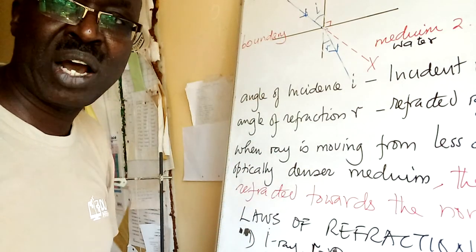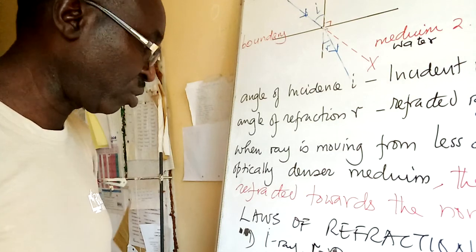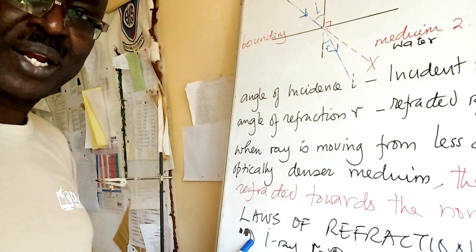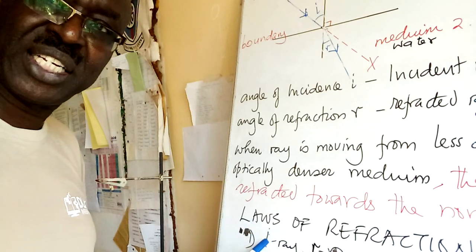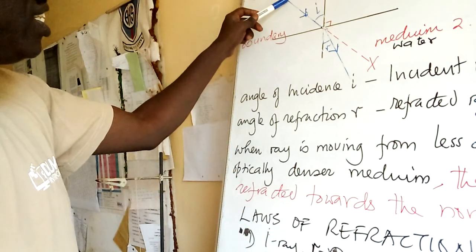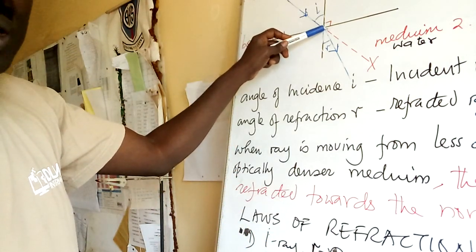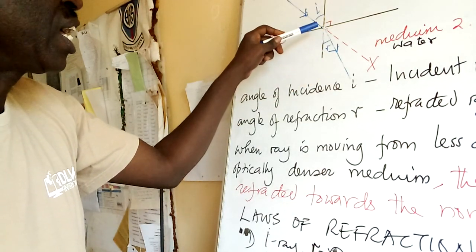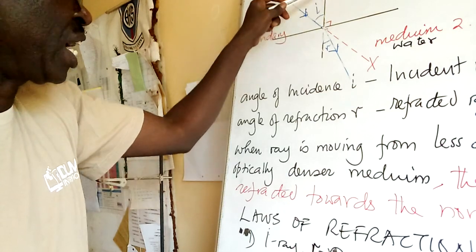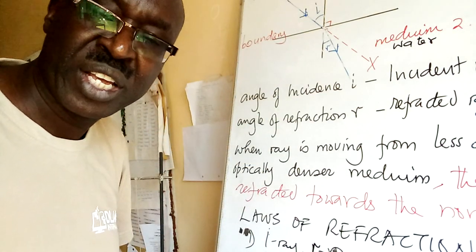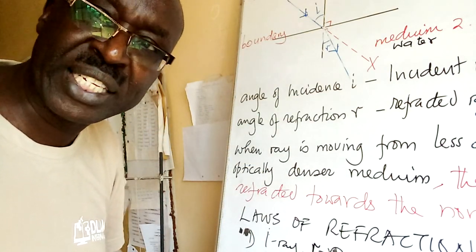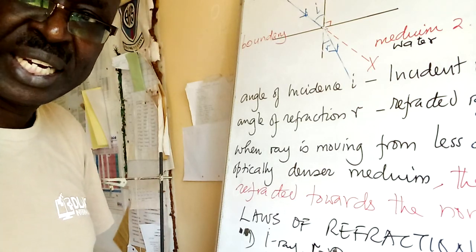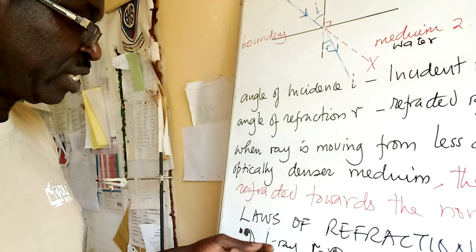Now, laws of refraction. There are two laws. Law number 1. The incident ray, refracted ray, and the normal at the point of incidence, they lie on the same plane.